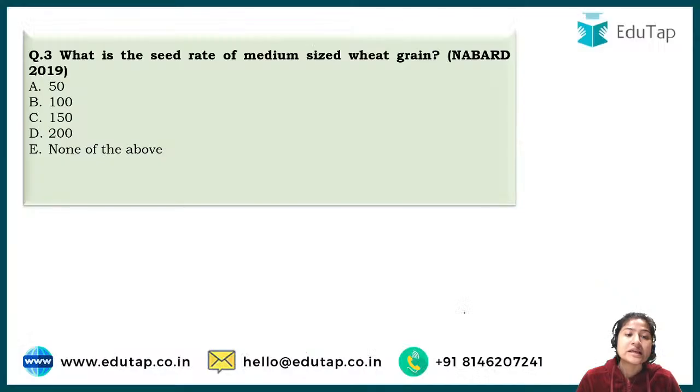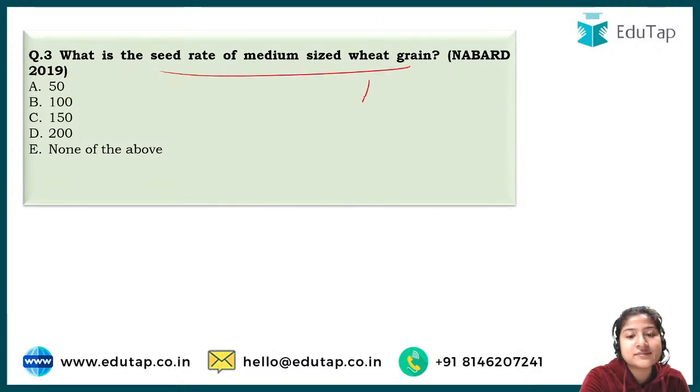Now let's move to question number 3. Today there will be more than 5 questions because this is a revision series. So question number 3 is, what is the seed rate of medium sized wheat grain?